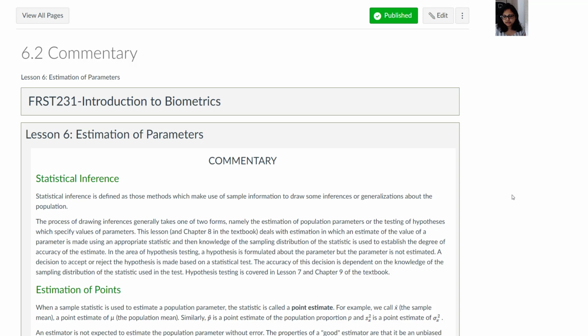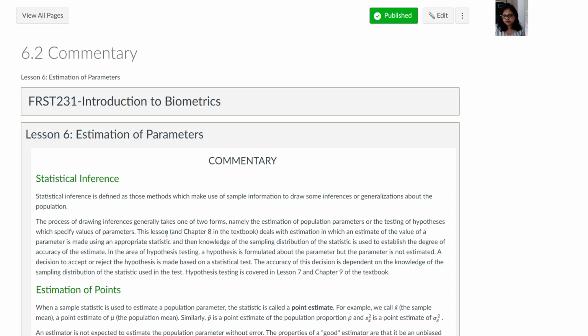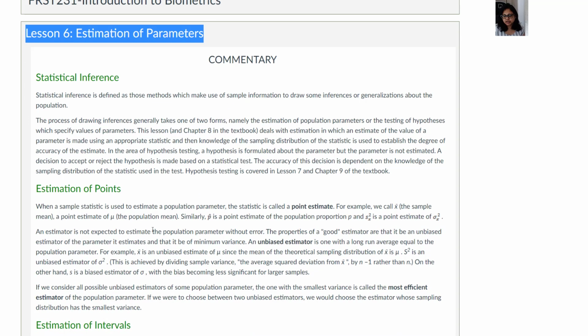Hello everyone. So let's talk about the estimation of parameters. Previously I showed you how we can use the sampling distribution. Before you start this lesson, try to take a look at the sampling distribution. We will be using much of those equations, distributions, and critical values in the estimation of parameters.